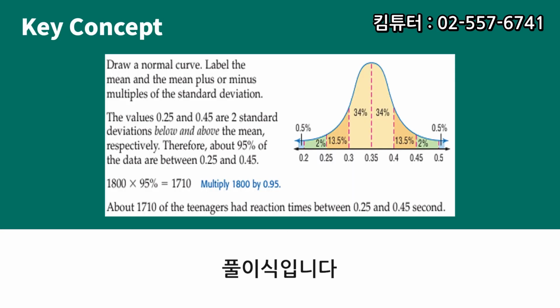So this is the solution. We have to draw a normal curve. Label the mean and the mean plus or minus multiples of the standard deviation. The values 0.25 and 0.45 are two standard deviations below and above the mean, respectively. Therefore, about 95% of the data are between 0.25 and 0.45. From here, we simply have to multiply that by 1800 and we get that 1,710 of the teenagers had reaction times between 0.25 and 0.45 second.